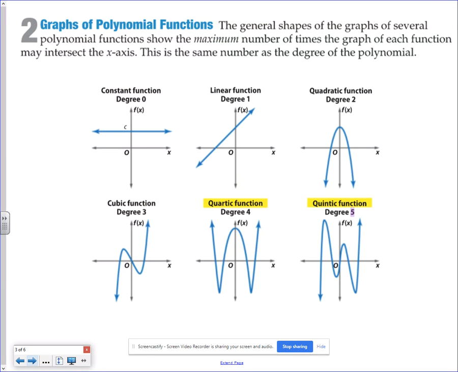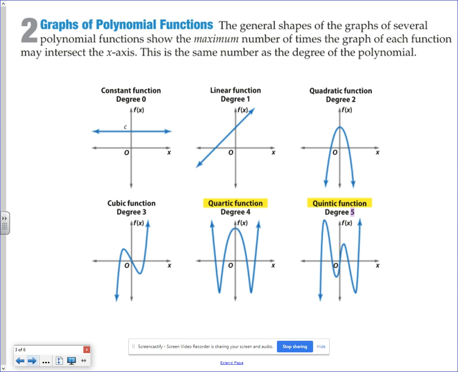Alright, so here's just some general shapes of different types of graphs that we might see. Where the graph crosses the x-axis, that's called the root. That's a real root. That's a solution. That's a real root of that equation. So it says the general shapes of the graphs of several polynomials are shown. The maximum number of times the graph of each function may intersect the x-axis is the same number as the degree of the polynomial. So if you got degree 0, it's not going to cross the x-axis. If you got degree 1, the maximum times it can cross the x-axis is at 1 point.